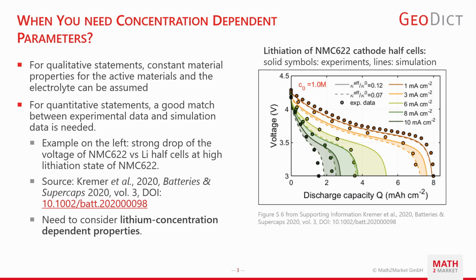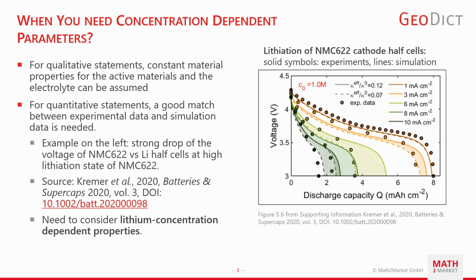So here you see a study from NMC 622 cathode half cells, and there were C-rate tests at different C rates. That is these points here. And you see that especially at high C rates, the voltage drops quite fast towards the end of the discharge. And in this study, there were also electrochemical simulations performed. That is the lines.